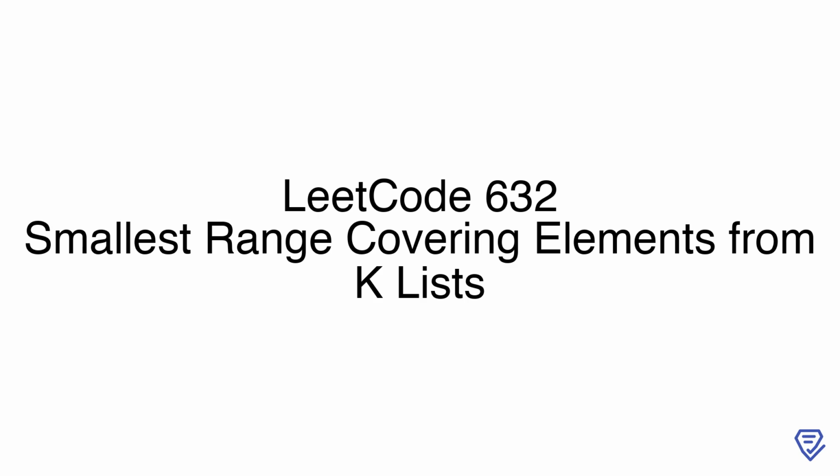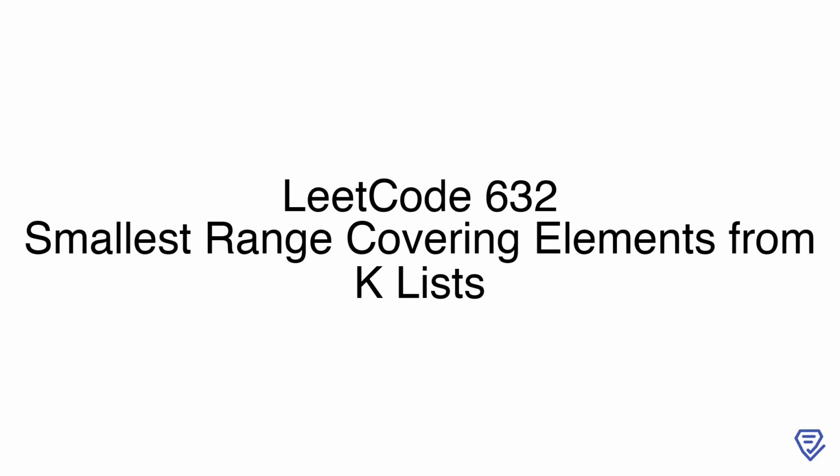Welcome! In this session, we will explore LeetCode problem number 632, titled Smallest Range Covering Elements from K-Lists. This is a fascinating problem that challenges us to identify the smallest range covering at least one element from each of several sorted lists. We'll break down the problem, discuss approaches, and analyze its complexity.